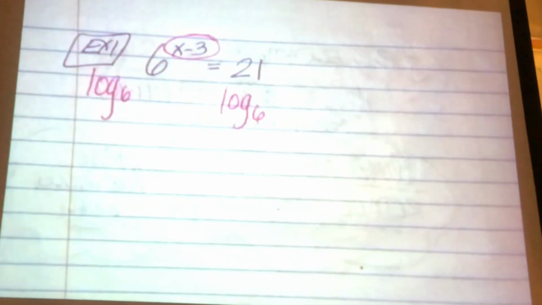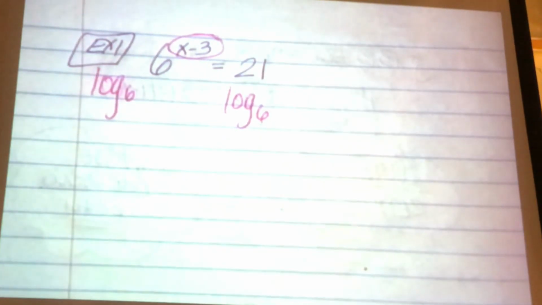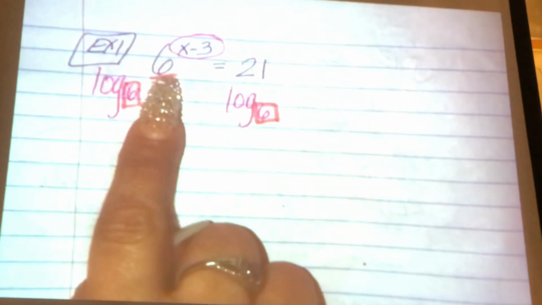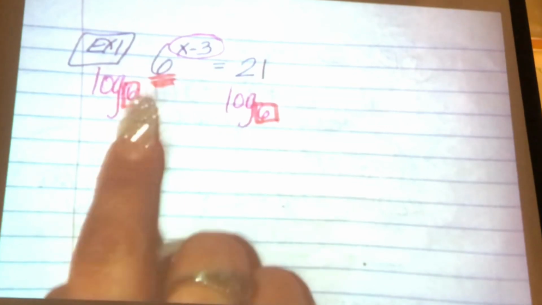This exponent, this base right here, which is 6, has to match that base right there. The only way to get rid of that 6 is to take a log base 6. So if this was a 4, you would do log base 4. If this was a 90, you would do log base 90. These two have to be the same.